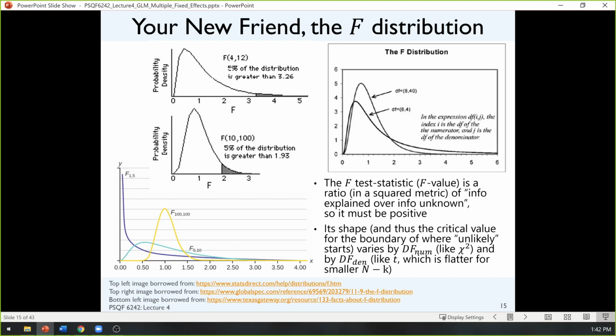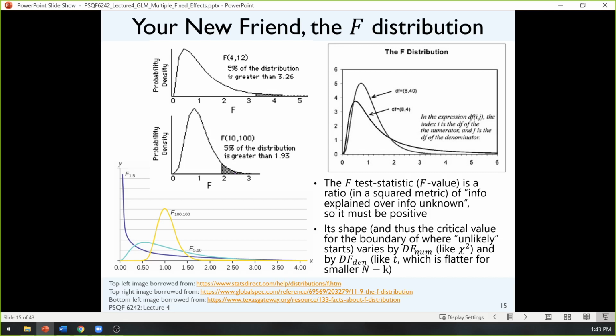F generalizes to a situation in which you're testing more than one slope. T is for one slope. Both of them pay attention to sample size. Z is for testing one slope without paying attention to sample size, and Z squared is chi-square. So now you've met all four. F is for testing more than one thing while paying attention to sample size. It uses both numerator and denominator degrees of freedom. So the shape of F depends on the degrees of freedom, and the critical value where the 5% area is, where the tail where unexpected starts, depends on your degrees of freedom for both.